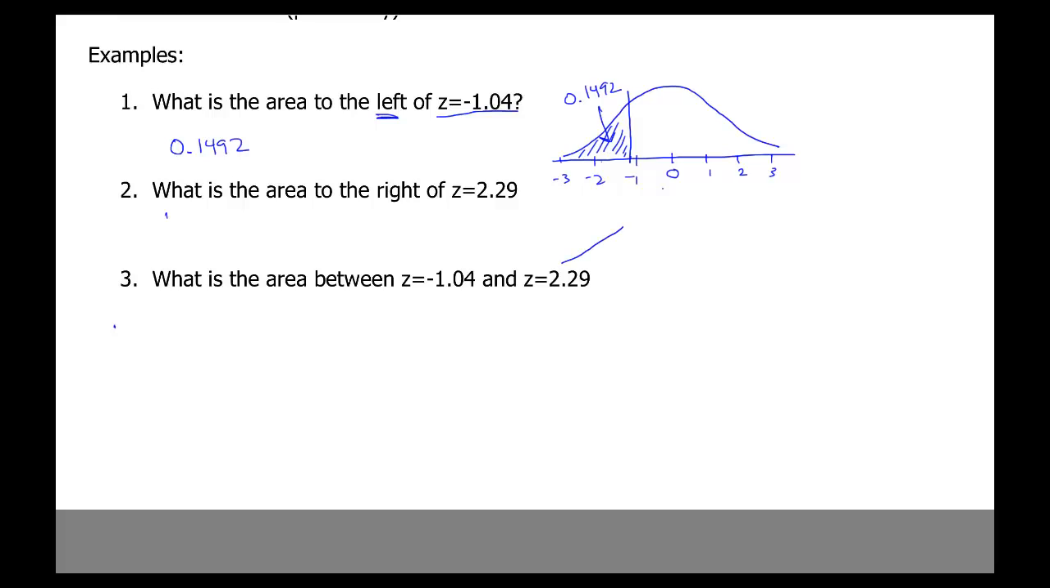So next one. We want the area to the right of 2.29. So 2.29 would be somewhere out here. And we want the area to the right. Okay, so before we get too far, let's go back. Something I also want you to be in the habit of is writing down what you did to get these numbers.